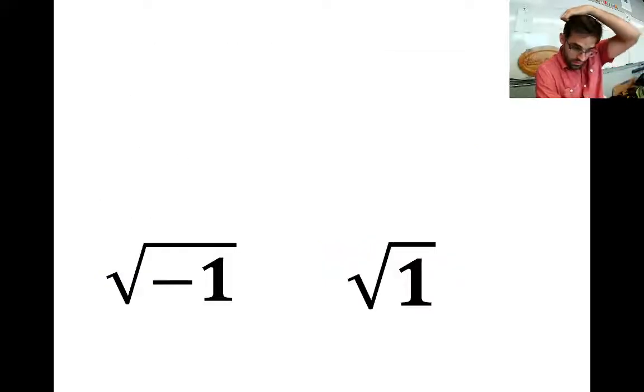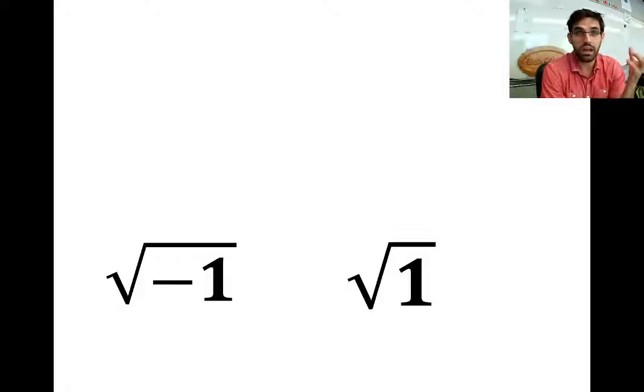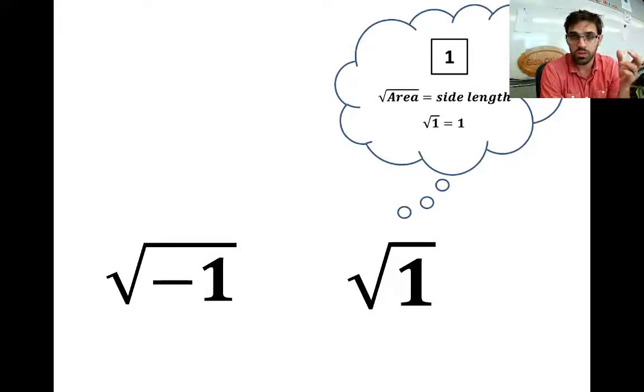So to answer that question, let's go back to our first definition of square roots. The square root of a number means you have a square with an area of that number, and the square root of that area would be equal to the side length of the square. So if we have a square root of 1, we're saying you have a square with an area of 1, and its side length would be the square root of 1, which in this case is just 1.